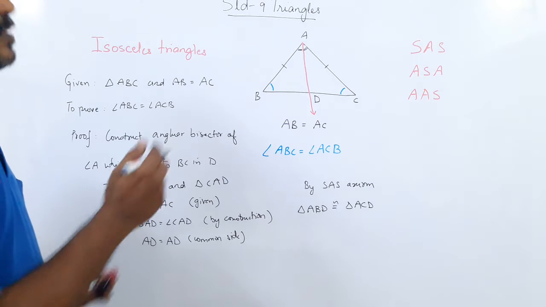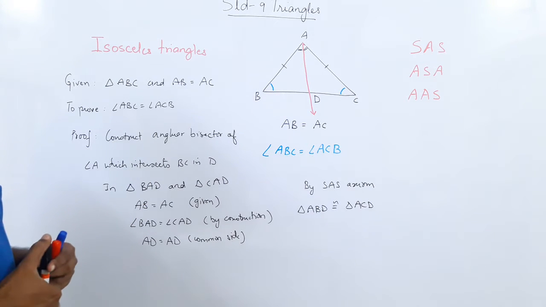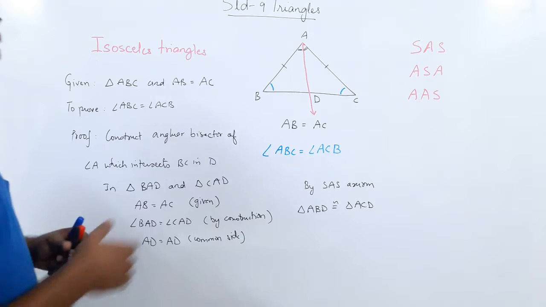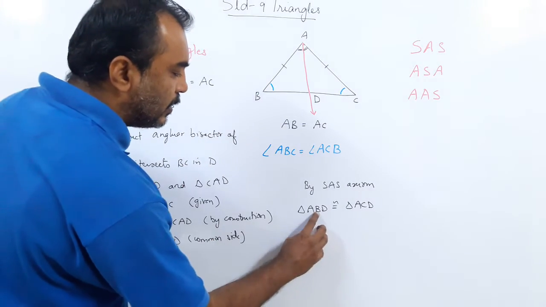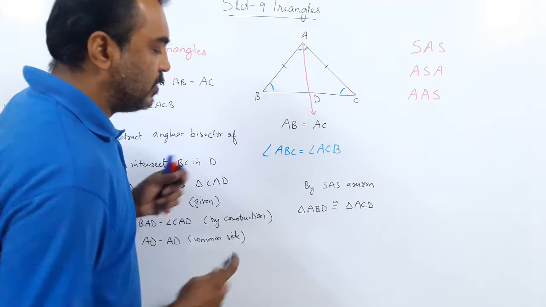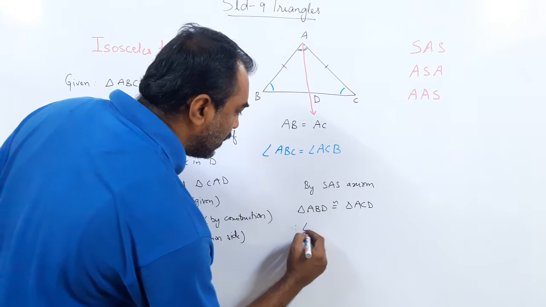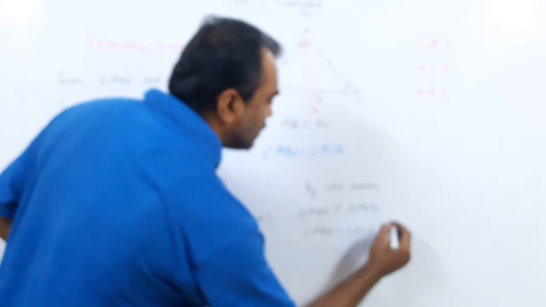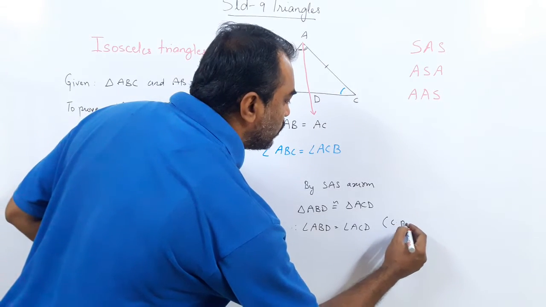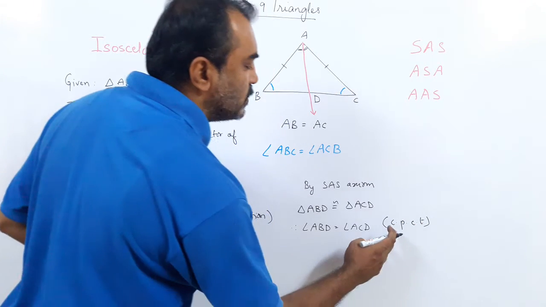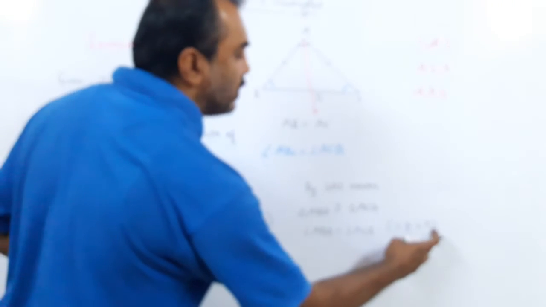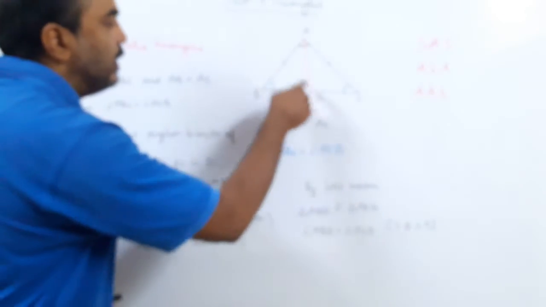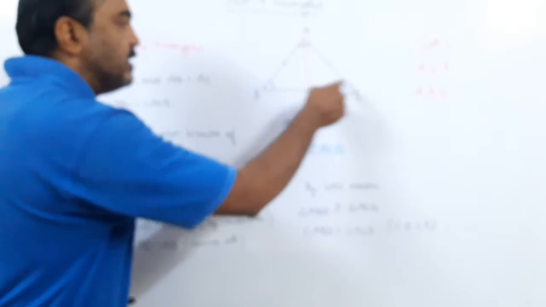Now if the two triangles are equal, then all the corresponding parts are equal. So what is the corresponding part here? Angle B and angle C. Therefore I can write angle ABD equals angle ACD. And instead of what I taught you, what do you write here? CPCT. It means corresponding parts of congruent triangles are congruent. So what we have proved is that angle ABD, this angle, and angle ACD, this angle, they both are equal.